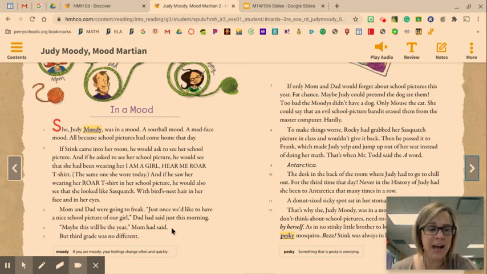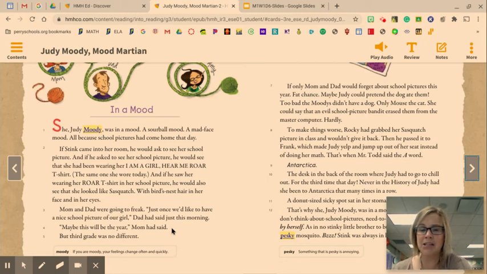"Just once, we'd like to have this nice school picture of our girl," Dad said just this morning. "Maybe this will be the year," Mom had said, but third grade was no different. If only Mom and Dad would forget about school pictures this year. Fat chance. Maybe Judy could pretend that the dog ate them. Too bad the Moodys don't have a dog, only Mouse, the cat. She could say that an evil school picture bandit erased them from the master computer. Hardly. To make things worse, Rocky had grabbed her Sasquatch picture in class and wouldn't give it back.